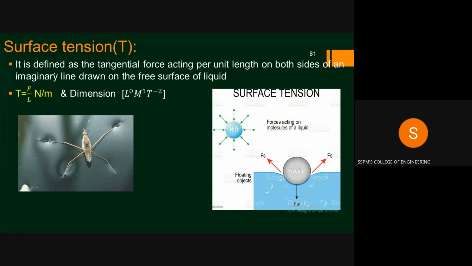Surface tension means the tangential force acting per unit length on both sides of an imaginary line which is drawn on the free surface of the liquid. Mathematically, surface tension is equal to force upon length. The unit is Newton per meter, and its dimension is L0 M1 T minus 2. Surface tension is the reason due to which an insect or a needle can float freely on the surface of the water.